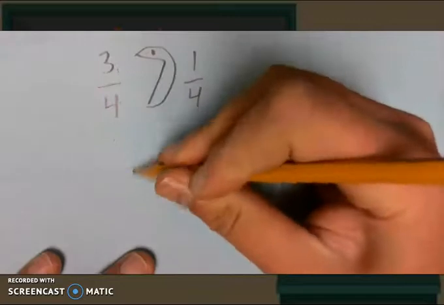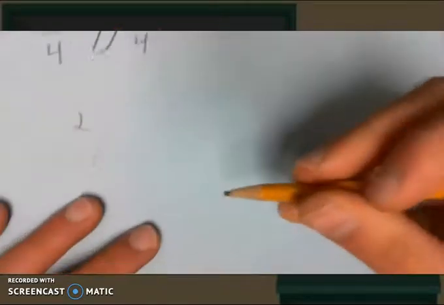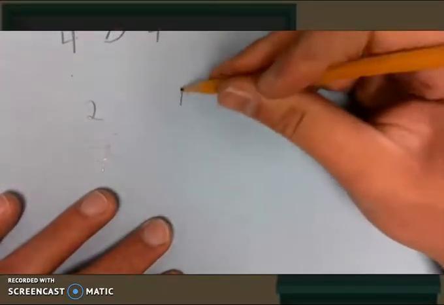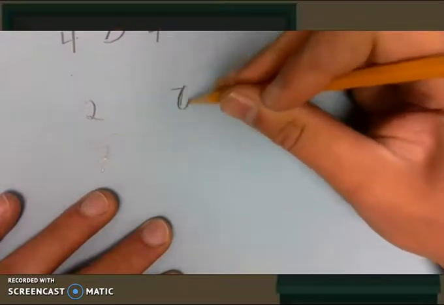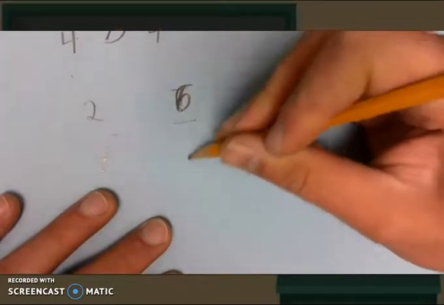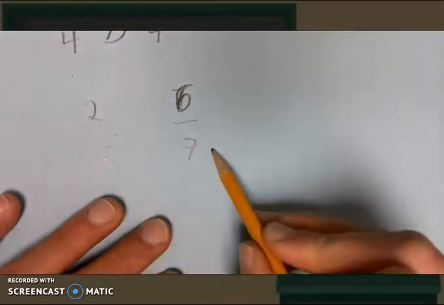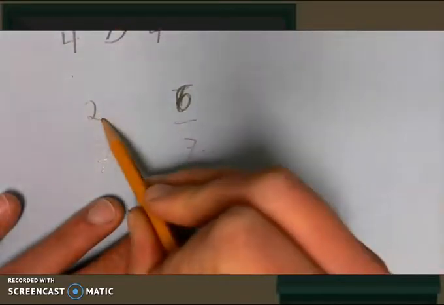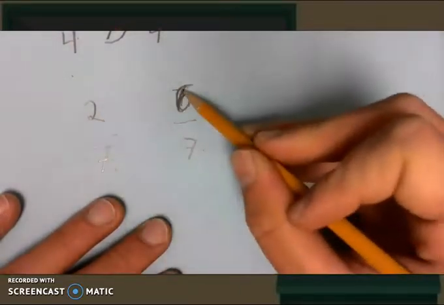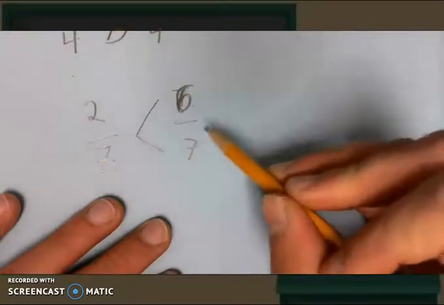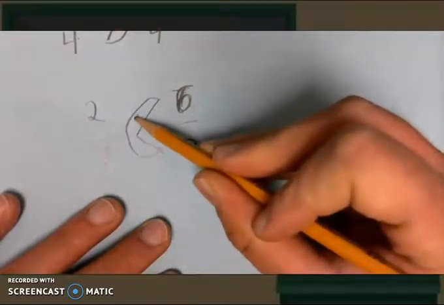Okay, let's do 2/7 or 6/7. Denominators are the same, 7 and 7. The 2 and the 6. Well, the 6 is larger, so we're going to eat it that way. I'll draw my Pac-Man symbol.